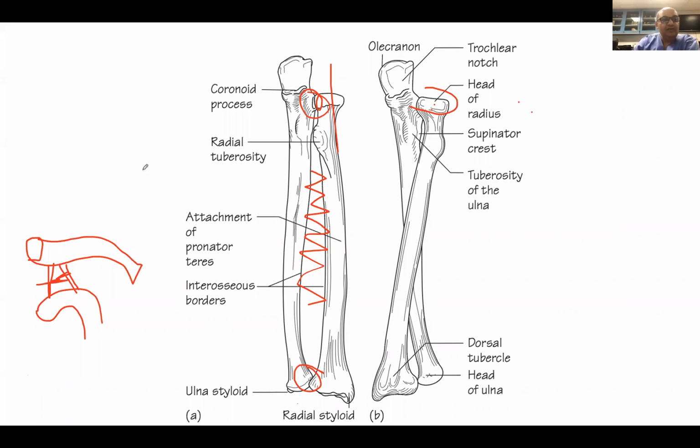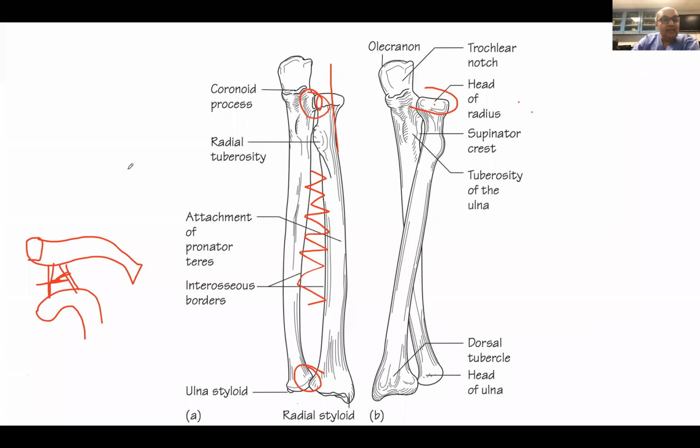What is the effect of damage to the posterior interosseous nerve on the hand? I just said it right now. It will result in wrist drop, because I cannot extend my wrist. If I cannot do this extension at the wrist, this is wrist drop.